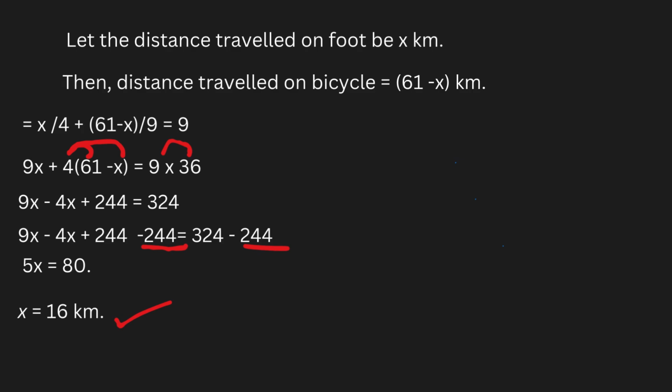Let's solve for x now. x is equal to 80 by 5. We got the final output as 16. So, the distance travelled on foot by the farmer is 16 km.